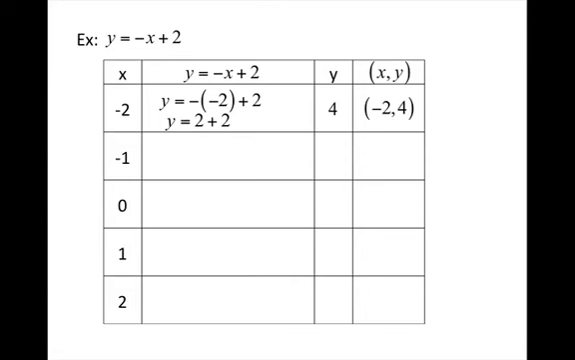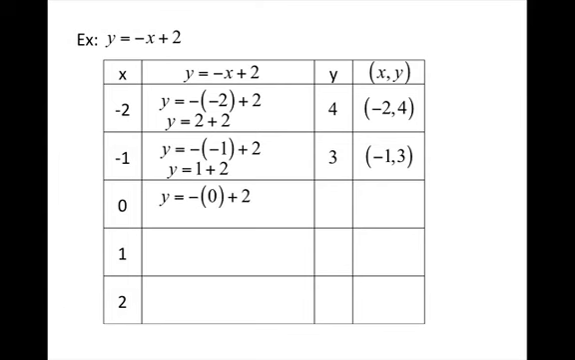So this gives me the ordered pair -2, 4. Next, when I plug in a -1, I have a negative from the equation and then a -1 from the value that I'm plugging in. This double negative gives me a +1. And then when I add my 2, I get a y value of 3. So this is the ordered pair -1, 3. Next, I plug in a 0, so I have a -0 plus 2. Well, a -0 is just 0, and 0 plus 2 is 2. So this gives me the ordered pair 0, 2.